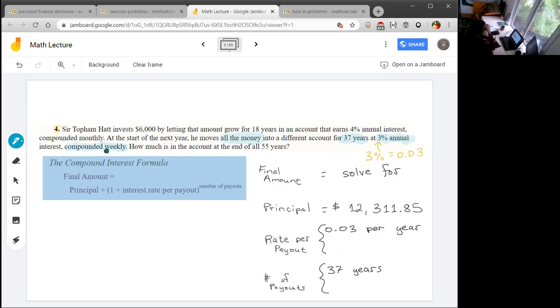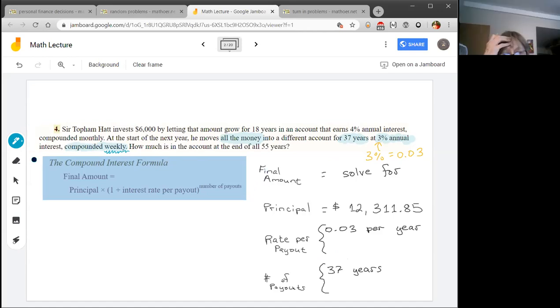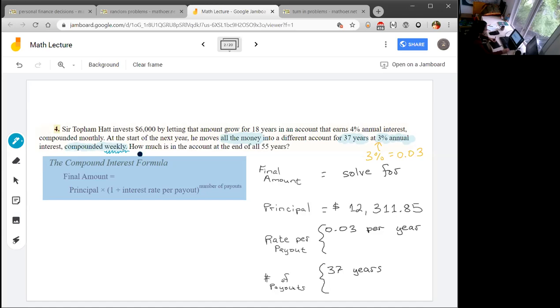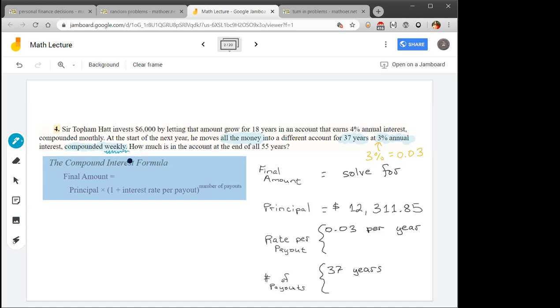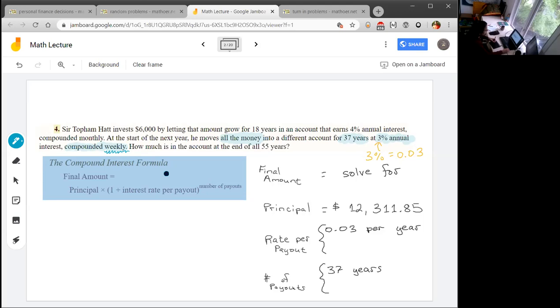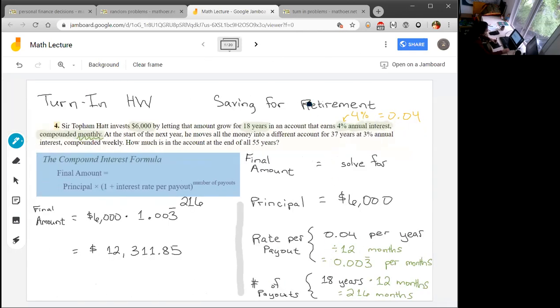So now we have compounded weekly. What fidgets am I going to do to fix the per year amounts? For some reason, I'm wanting to do months. I'm wanting to do the 365. 365 would be daily. 52 is for weeks. There's 52 weeks in a year. So we have to do a divided by 52 and a times 52, just like in the previous slide, there was a divided by and a 12.